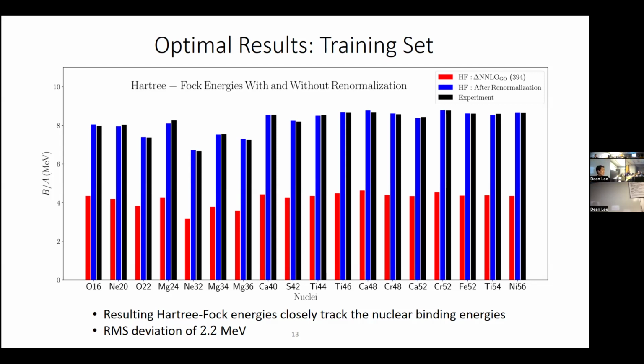Have you computed nuclear matter? No, I have not. That's a good question.